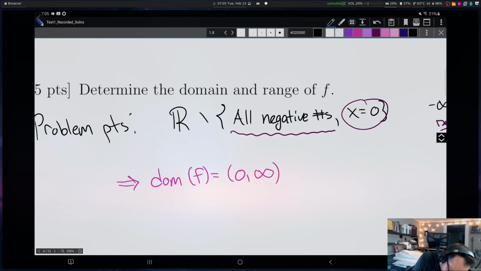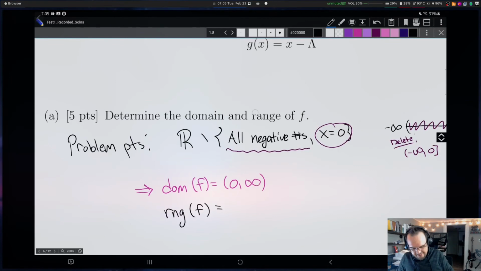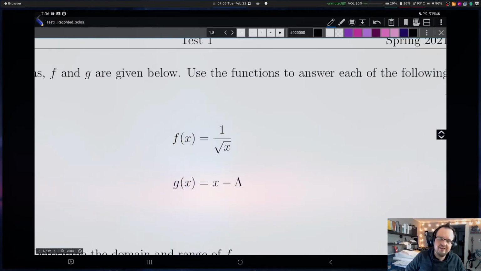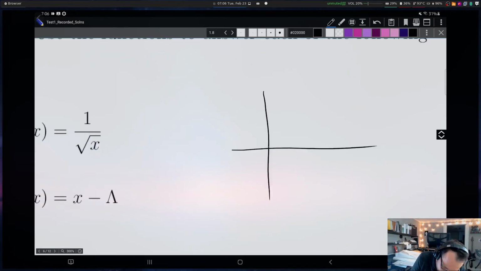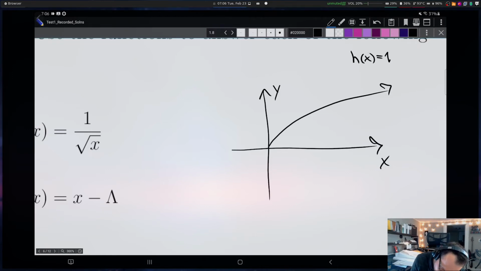Okay, so now I need to know about the range of f. And this one, you maybe have to reason about it a little bit. You need to know the range for square root of x. So if you just think about the graph of square root of x, for example, it's something like this. This is y, x. This is maybe h of x is equal to square root of x. So I know that square root of x can take on all possible positive numbers.